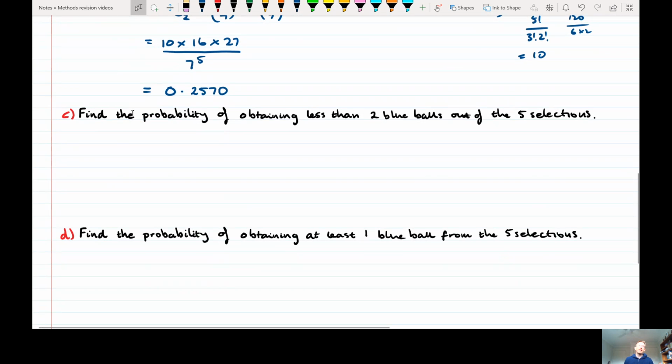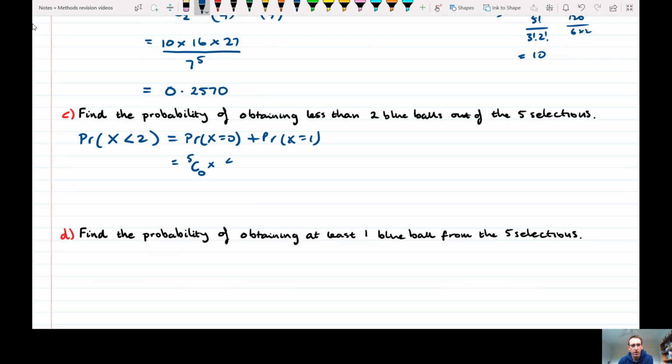Next one, find the probability of obtaining less than 2 balls. So probability x less than 2. x is still the same. That's the probability of 0 and the probability of 1 happening. So the probability of 0 happening is 5 trials, select 0 successes, times 4 over 7 to the power of 0 successes, times 3 over 7 to the power of 5 failures, plus 5 choose 1. So 5 trials, choose 1 success, times 4 over 7 to the power of 1 success, times 3 over 7 to the power of 4 failures.